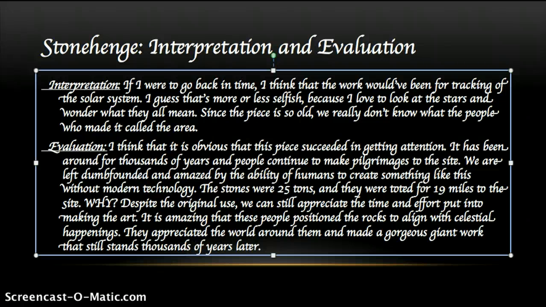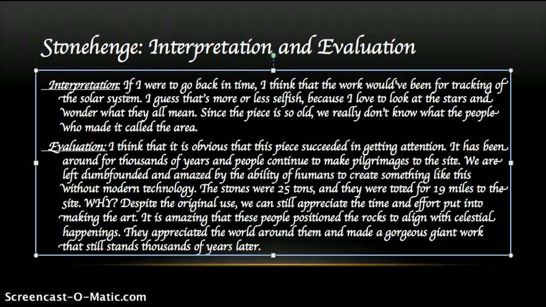I guess it's more or less selfish because I love to look at the stars and wonder what they all mean. Since the piece is so old, we really don't know what the people who made it called the area. For evaluation, I think that it is obvious that this place succeeded in getting attention. It has been around for thousands of years, and people continue to make pilgrimage to this site. We are left dumbfounded and amazed by the ability of humans to create something like this without modern technology.